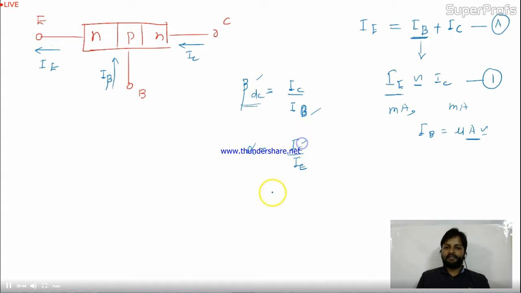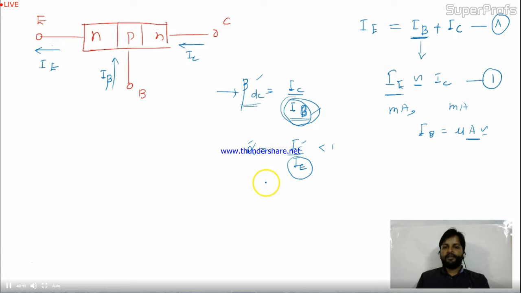So IC is slightly less than IE, so alpha will be less than 1 always. Is it okay? This is also a type of current gain, but here we are not considering IE as an input parameter. We are considering IB, or if you want to amplify through a transistor, you have to choose the base parameter as the input parameter.